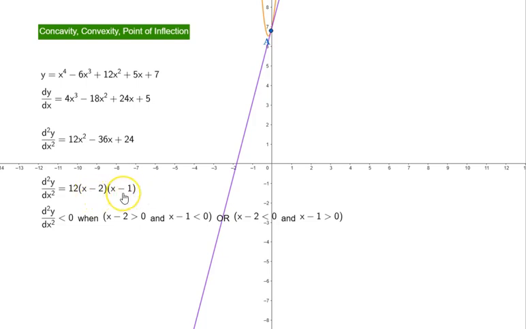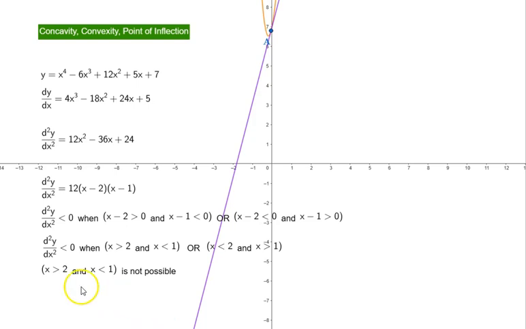When either this or this is negative, they both can't be negative. So when x minus 2 is greater than 0 and x minus 1 is less than 0, or x minus 2 is less than 0 and x minus 1 is greater than 0. So let's simplify that. So d2y by dx square is less than 0 when x is greater than 2 and x is less than 1, or x is less than 2 and x is greater than 1.